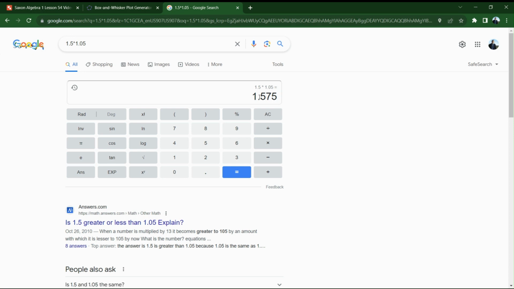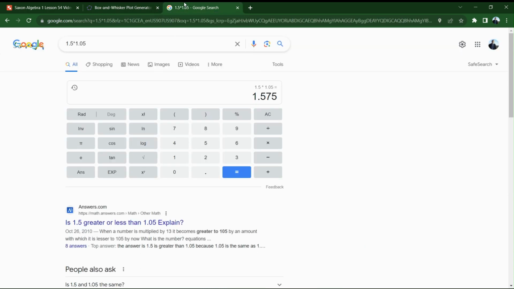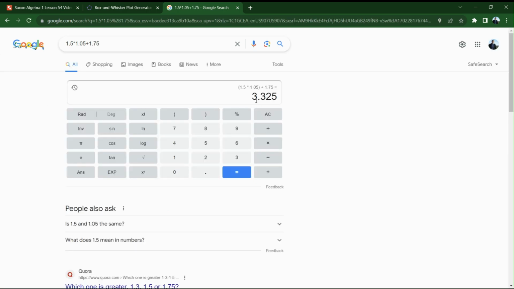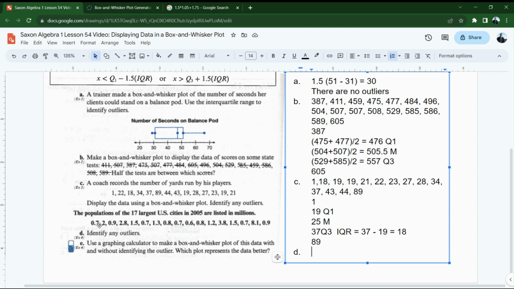That gives me 1.575. So anything that's 1.575 plus the upper quartile of 1.75, let's just go ahead and add that in, plus 1.75. Any number greater than 3.325 is an outlier. Let's see if there's any numbers greater than 3.325 in our data. Well, I have 3.8 is an outlier. So whatever city had 3.8 million people, that's an outlier. And 8.1 is an outlier.